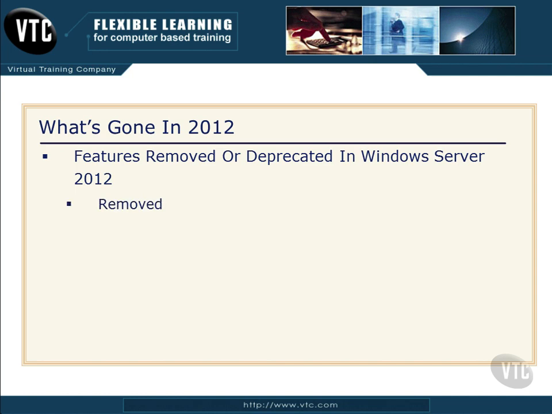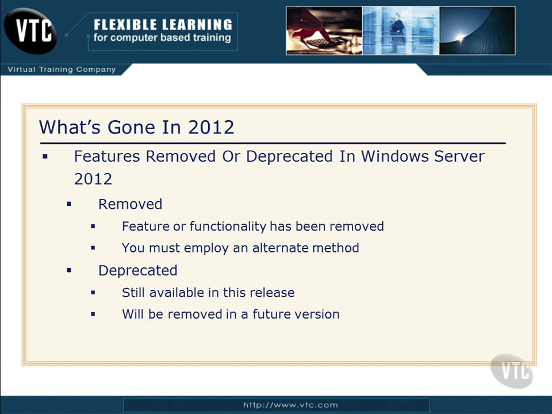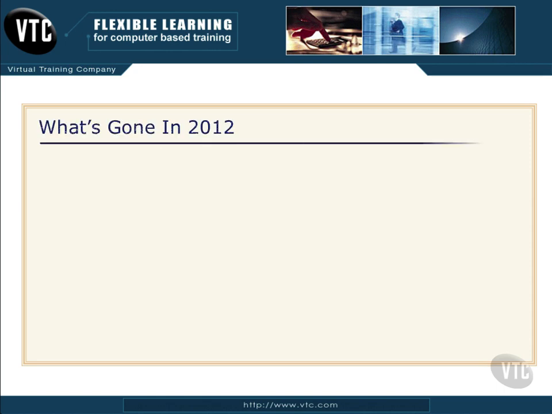When Microsoft says a feature has been removed, that means in English that it has been removed. It's no longer functioning, and if you want the same functionality for whatever it was you were trying to do, you'll have to employ some alternate method. Now, when they say deprecated, that means that it's still available in this release. It's kind of a friendly reminder, a little warning: hey, this is going to go away at some point in the future, so you need to start planning now for how you're going to work around this when it finally goes away.